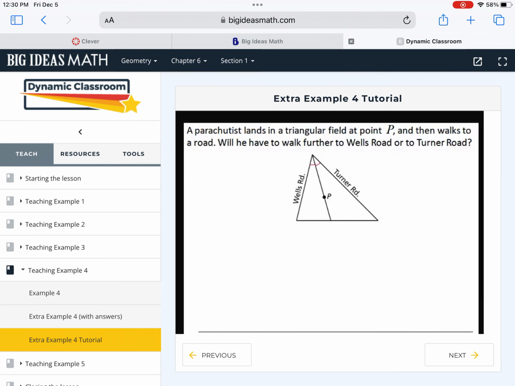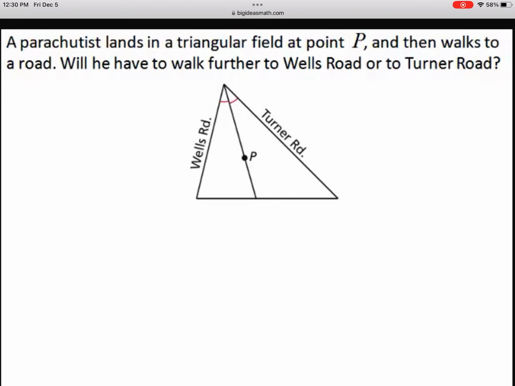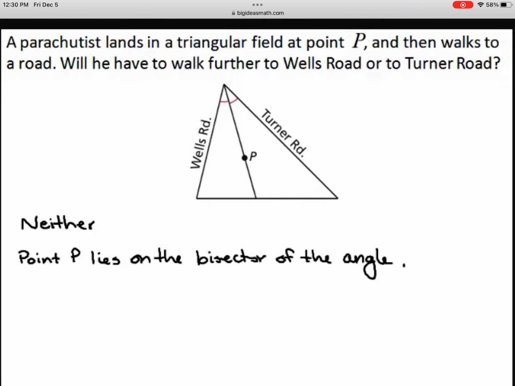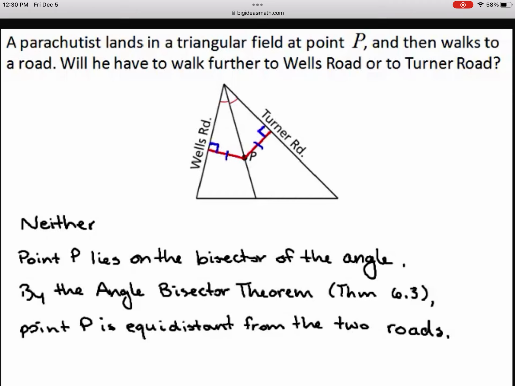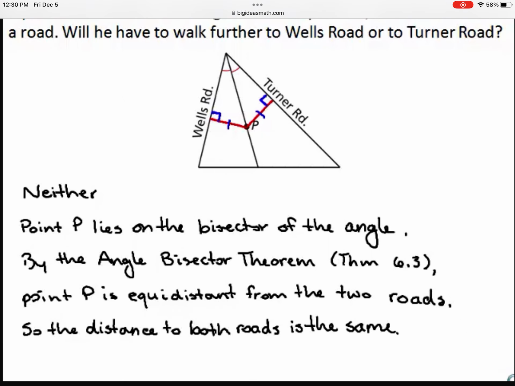A parachutist lands in a triangular field at point P and then walks to a road. Will he have to walk further to Wells Road or to Turner Road? Neither. Looking at the diagram, point P lies on the bisector of the angle between the two roads. So by the angle bisector theorem, point P is equidistant from the two roads. So the distance to both roads is the same. So the parachutist can walk to either road and he will walk the same distance.